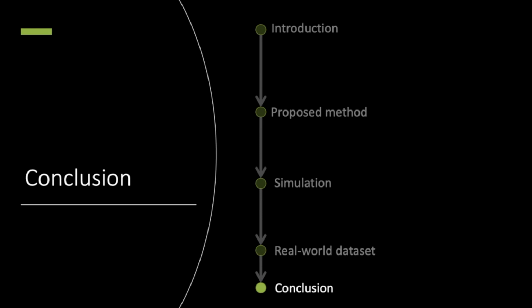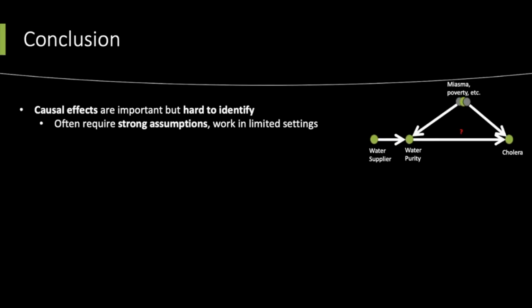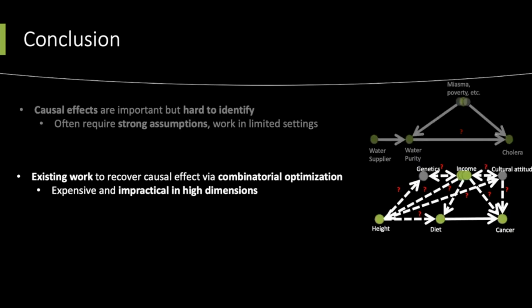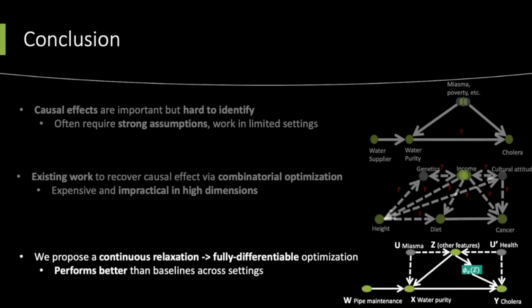In conclusion, in this talk, we considered first the importance of causal effects and the strong assumptions it usually takes to recover them. Next, we also considered what we can still do based on observational data alone and saw that existing methods involve solving difficult combinatorial optimization problems. And finally, we proposed a continuous relaxation of previous work that leads to a fully differentiable optimization that can be more readily solved by modern auto-differentiation software.